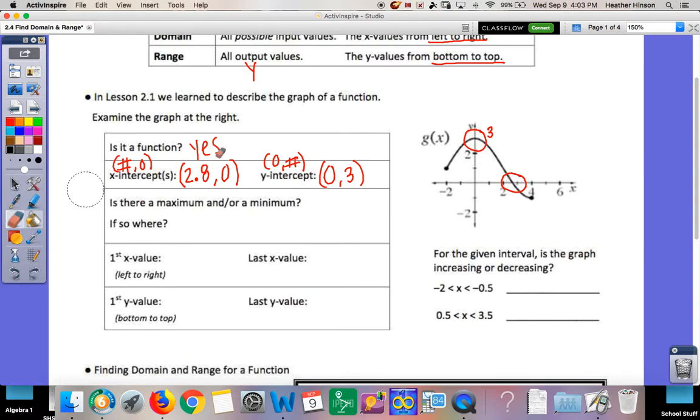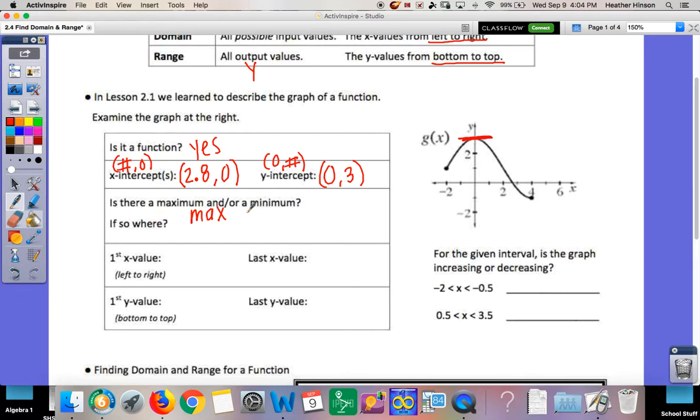Is there a max or min? For max or min, you're looking at the top or the bottom of your graph. Is there a top point? Is there a bottom point? At the very top of our graph, we have this point up here. Same as our y-intercept, so that is your maximum because it's at the top.